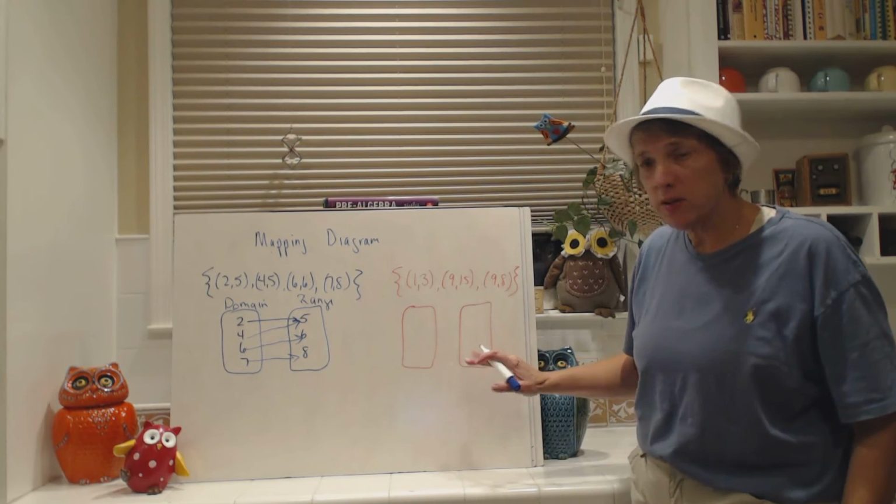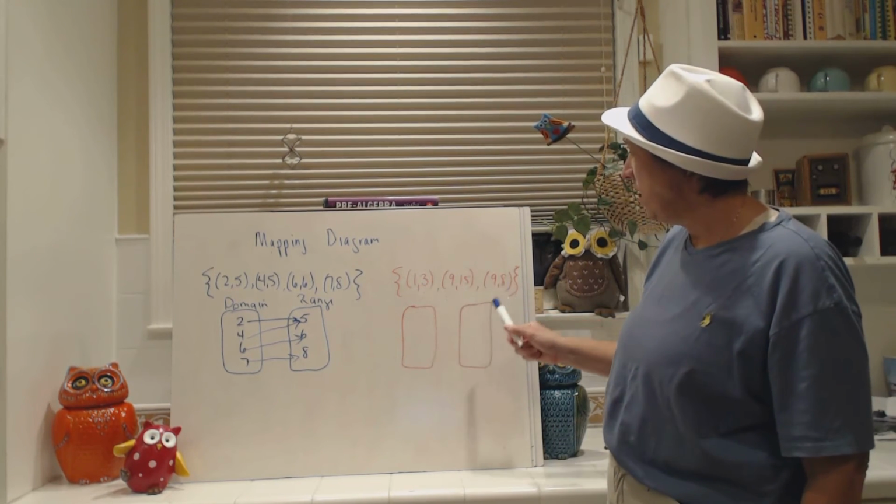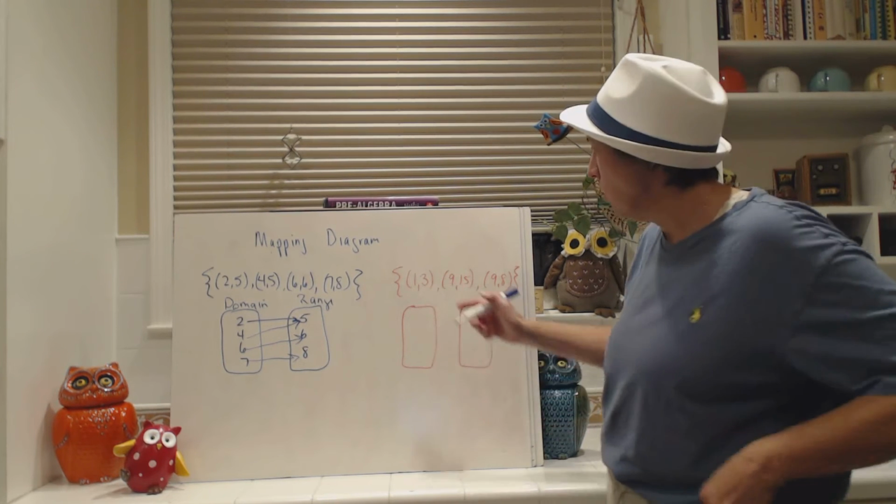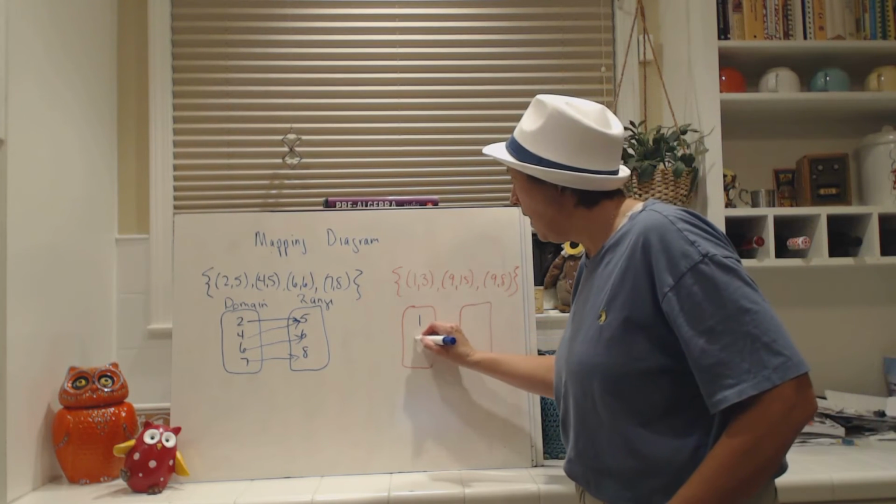Now let's look at this. We have 1, 3; 9, 15; and 9, 8. I'm going to write them in numerical order. So my domain is 1 and 9.